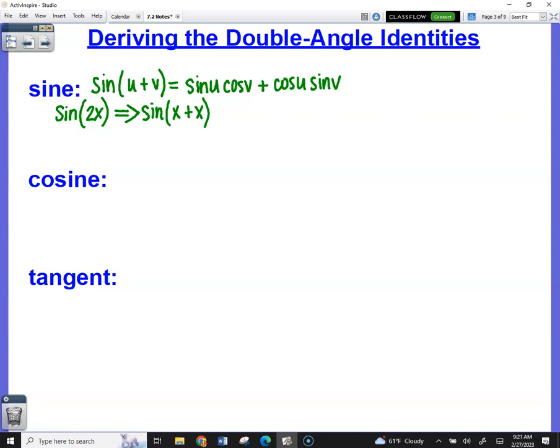Bonnie, we rewrote 2x as x plus x. Now we're going to go in here and apply this formula, okay? So where there was u and v, we have it easy. We just have x and x, right? So apply that formula right here. This will come out beside it. So it'd be sine x cosine x plus cosine x sine x.